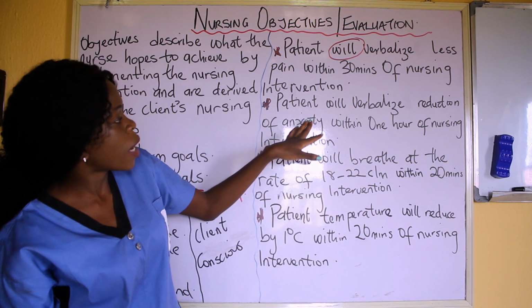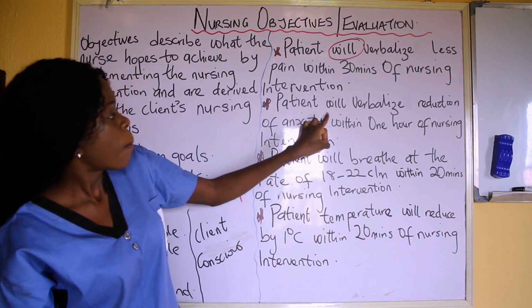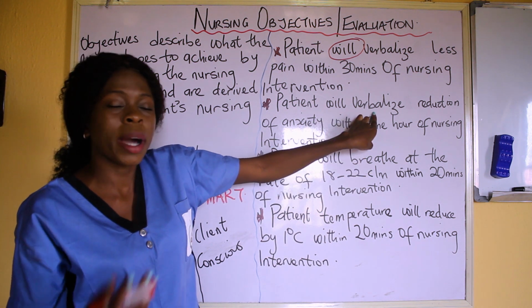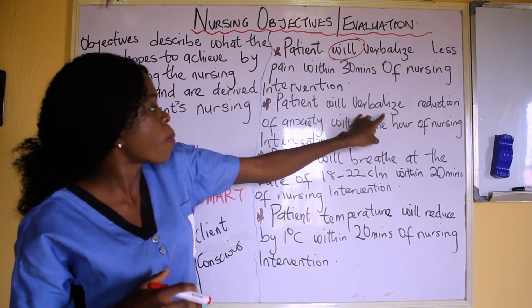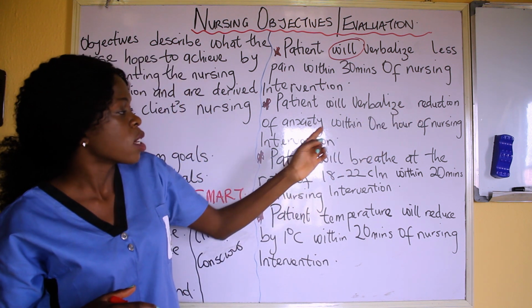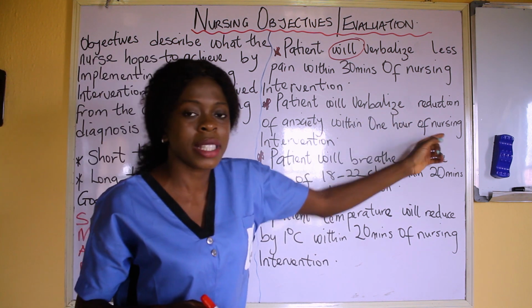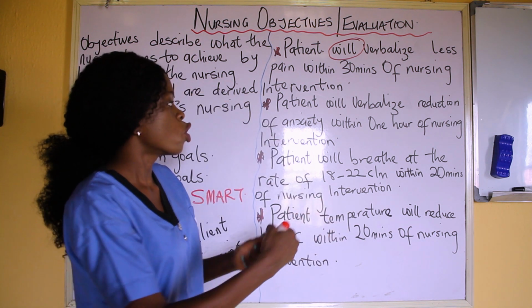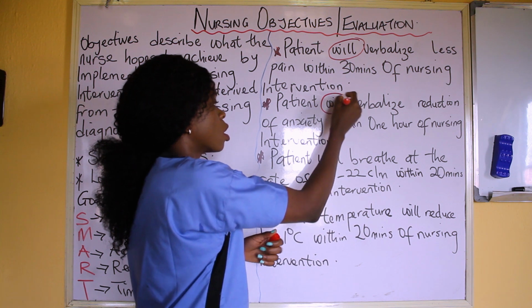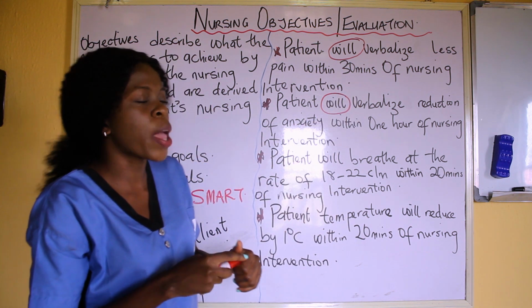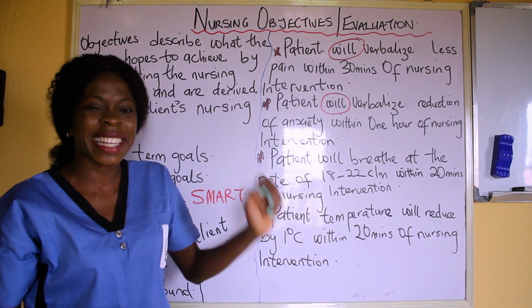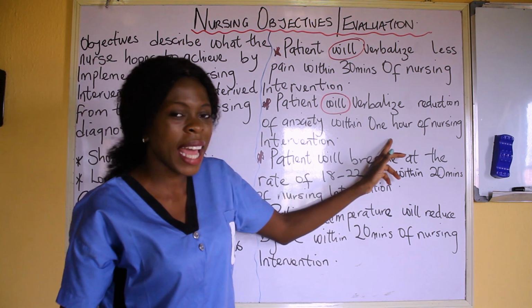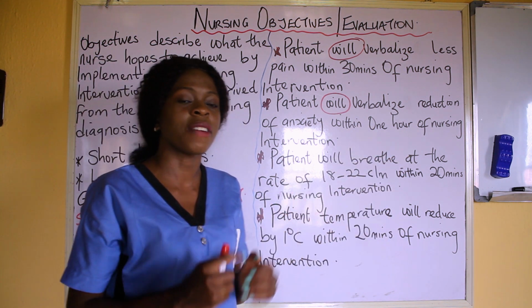So for example, at this one, we are talking about anxiety now. Patient will verbalize, oh madam, I'm feeling better now. Patient will verbalize reduction of anxiety within 1 hour of nursing intervention. But when we're talking about the evaluation, you remove what? You remove this will. It will now be patient verbalized reduction of anxiety within 1 hour of nursing intervention.